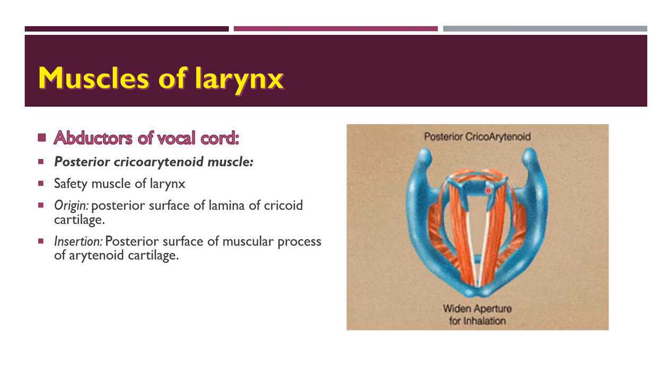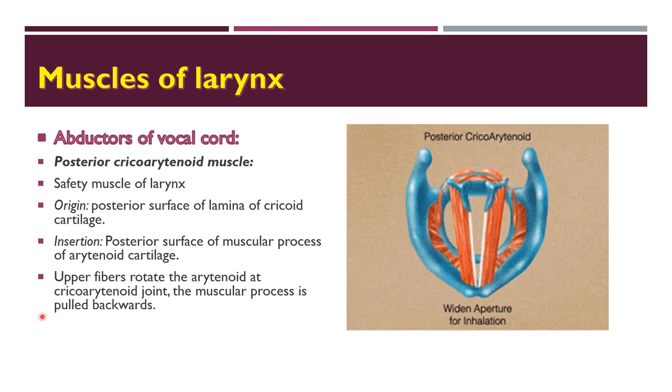The arytenoid itself is rotating around the cricoarytenoid joint. Okay, the muscular process moves forwards and backwards. This is mainly caused by the upper fibers of the posterior cricoarytenoid muscle. So the muscular process is pulled backwards and the vocal cords are abducted.